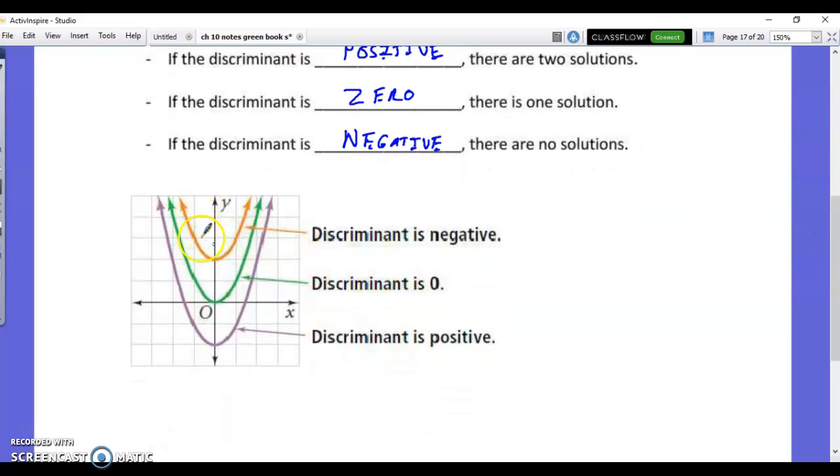So again, this is a visual representation of what the graphs will look like based on the discriminant. So if it's positive, you see it crosses at 2 points. If it's 0, it crosses at just 1. And if it's negative, it doesn't cross at either.